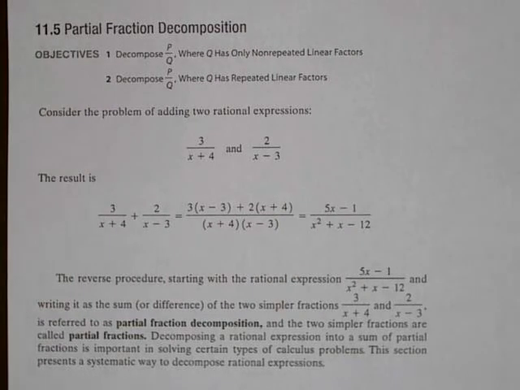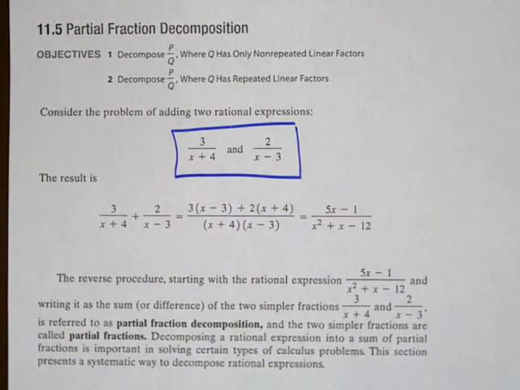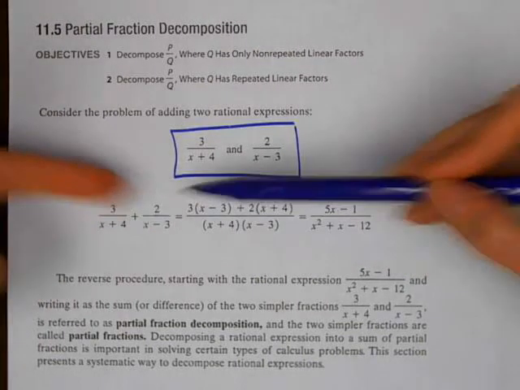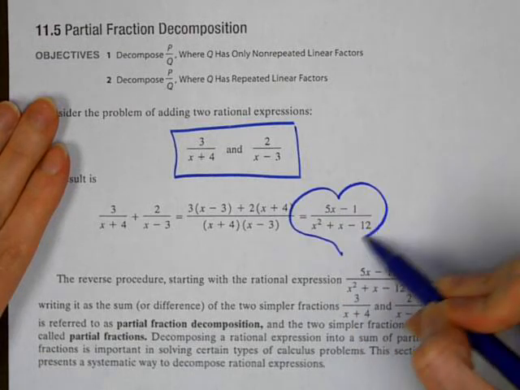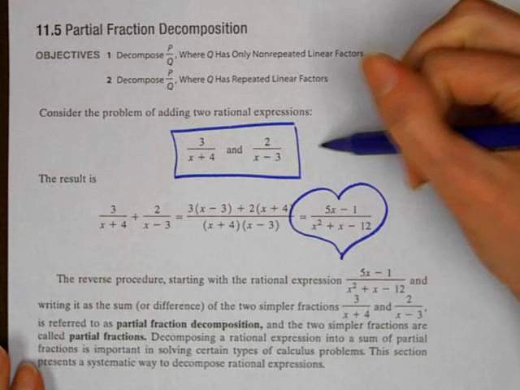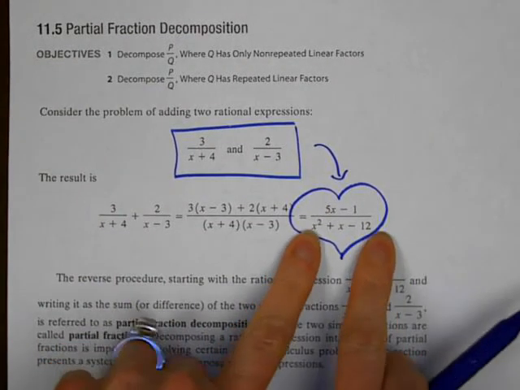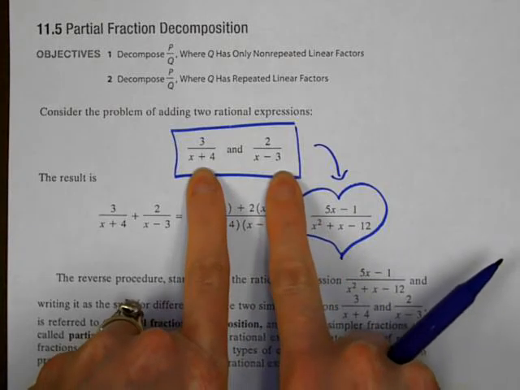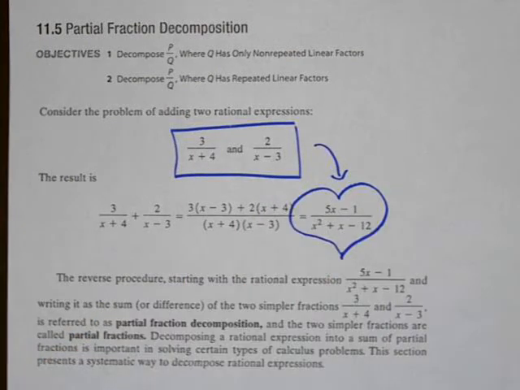So partial fraction decomposition is, when you are trying to add two rational expressions, you have to get a common denominator, and then distribute to the numerators, and then you end up with one nice big rational expression. Today we're going to learn how to go backwards. If I give you the answer, can you come up with the two original rational expressions that you either added or subtracted to get here? So we're just going backwards.